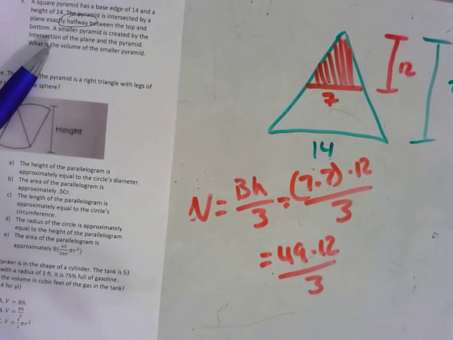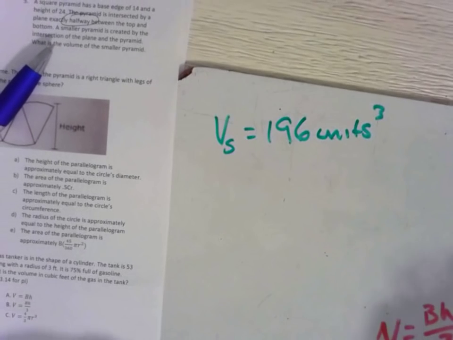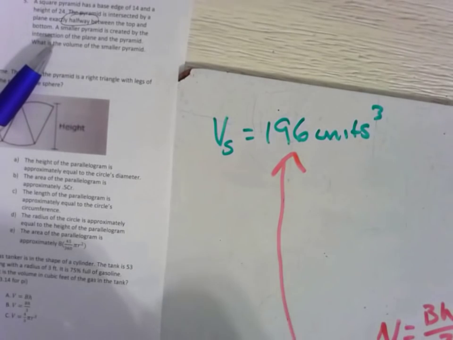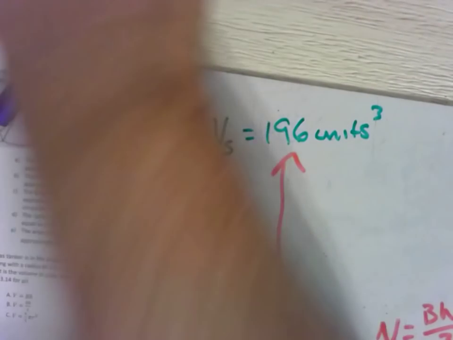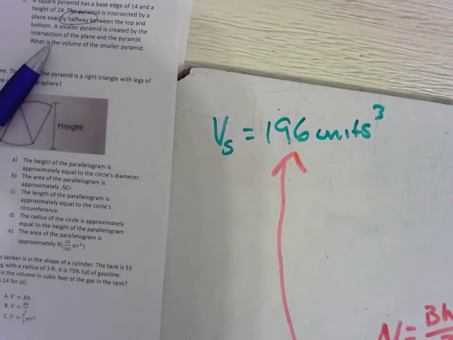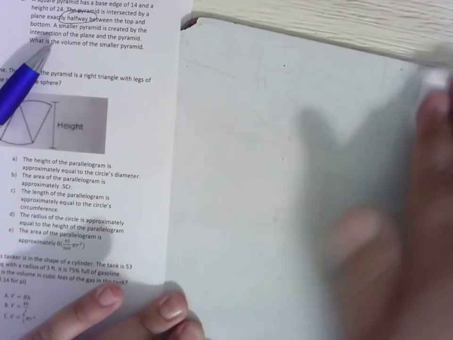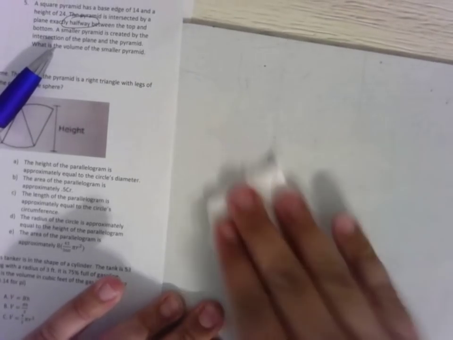49 times 12 divided by 3 equals, you're going to be amazed, 196. Either way, you're going to get the right answer. Use the ratio of volumes, or just cut it in half. Find the volume of your new shape. Okay.